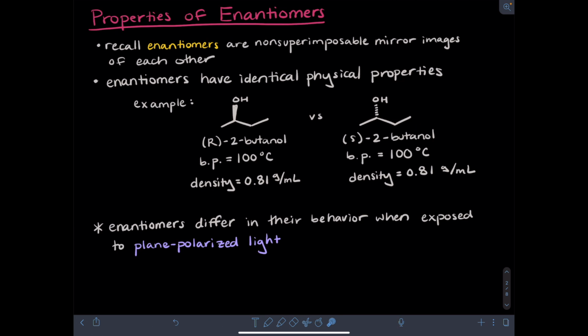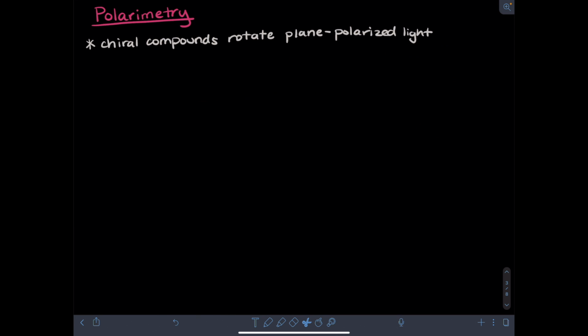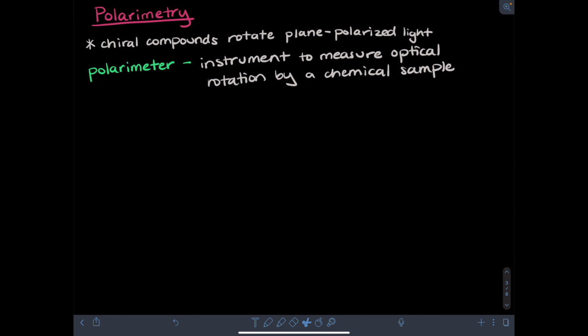But a property in which these enantiomers differ from each other is if they are exposed to what is known as plane polarized light. We'll use the fact that chiral compounds will rotate plane polarized light in an experiment known as polarimetry. A polarimeter is the instrument that measures how samples rotate light, known as measuring the optical rotation of your sample.